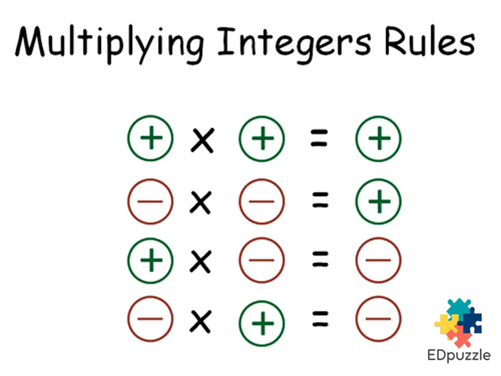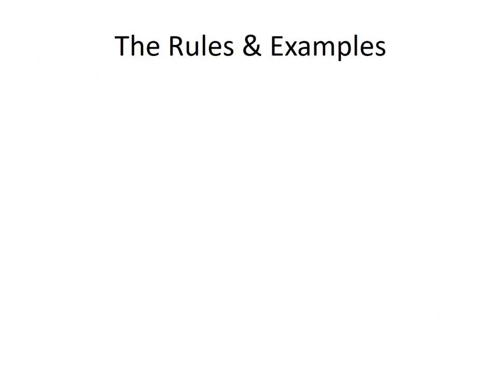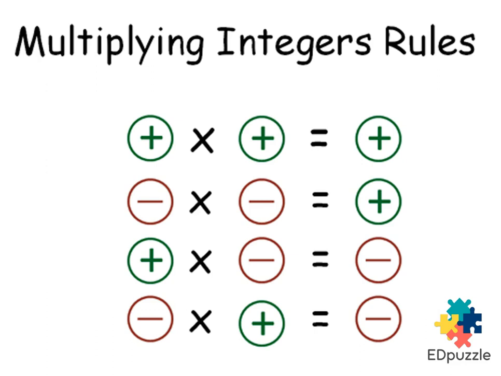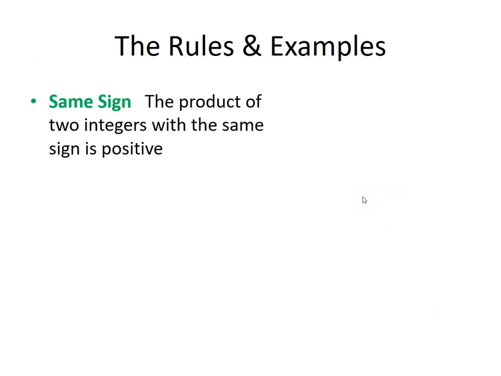All right, so hopefully you did well with those questions. Now I just want to tell you a couple of rules and give a couple of examples. Let's look back here for a second. Did you notice this? When the signs were the same, positive times a positive is a positive. And when the signs are the same, negative times a negative is also going to end up with a positive when you multiply them. So that's our first rule. The product of 2 integers with the same sign is positive.